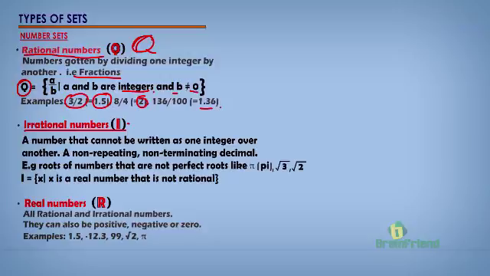The next category of number sets that we have are called the irrational numbers, and is written as a capital letter I in boldface format. Again, it is the opposite of the rational number. It is a number that cannot be written as one integer over another. Examples of such numbers are roots of numbers that are not perfect roots. A perfect root will be root 4, which would give us 2. Another perfect root will be root 9, which would give us 3.